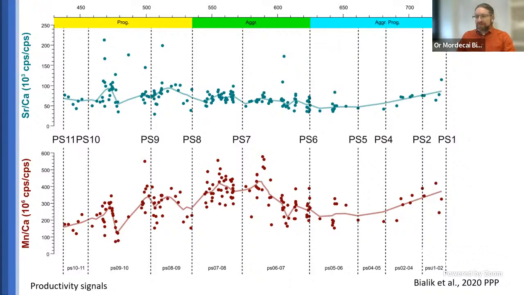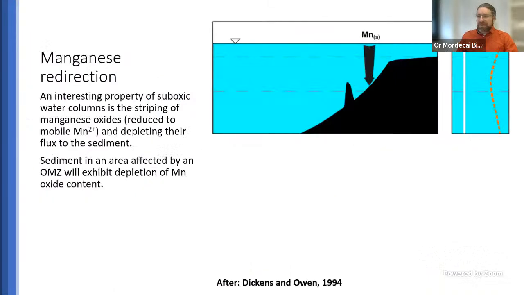But now you would ask yourself, well, what does manganese actually mean? I mean, it's an important micronutrient, it plays a role in photosynthesis, but how does that relate to its flux to the sediment? And for that, we go to a mechanism that's called manganese redirection. And in the Indian Ocean, this was first pointed out by Jerry Dickens back in the 90s with Owen. And the idea is basically like this.